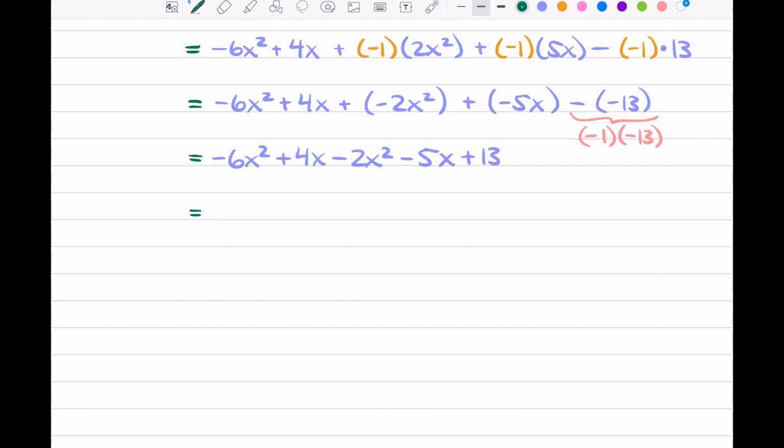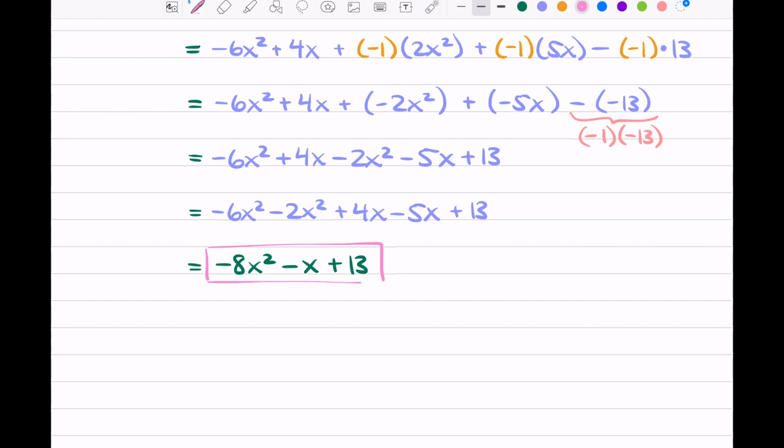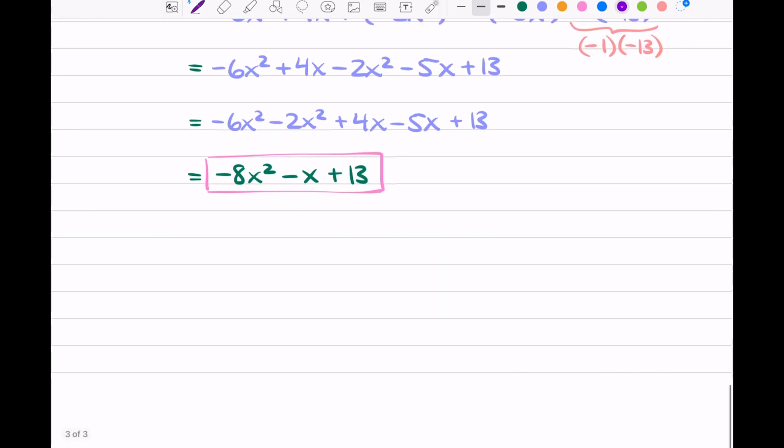We're almost there. So we have some x squareds that we want to put together. We have -6x squared minus 2x squared plus 4x minus 5x plus 13. -6x squared minus 2x squared leaves us with -8x squared. And then we have 4x minus 5x. That leaves us with -1x, or we can say minus x. And we have a 13 at the end. That is our answer.